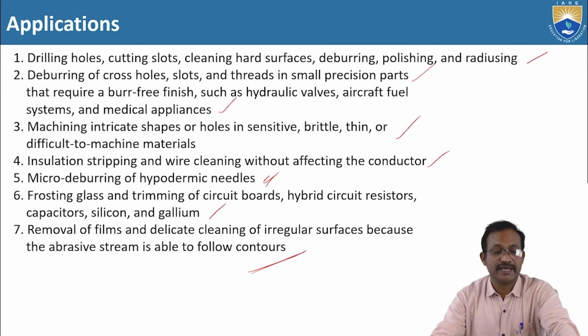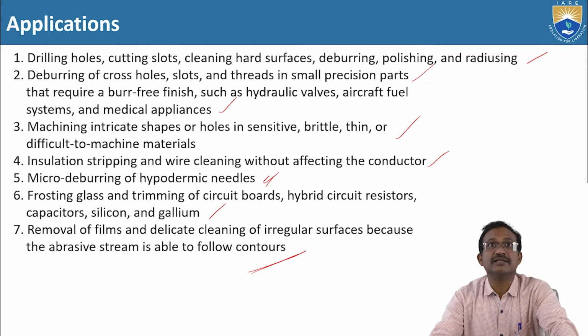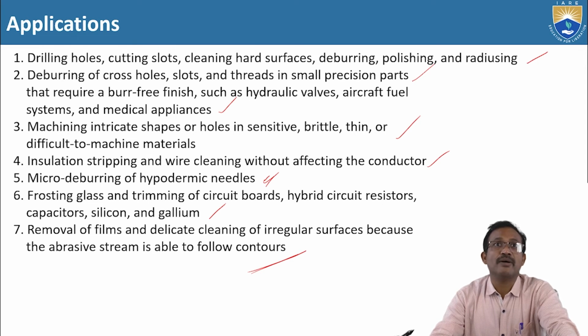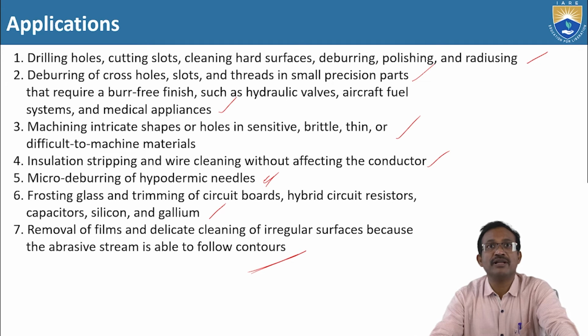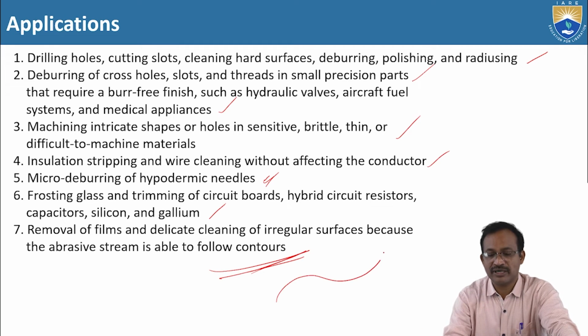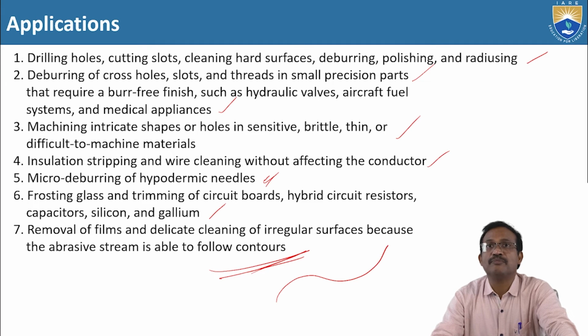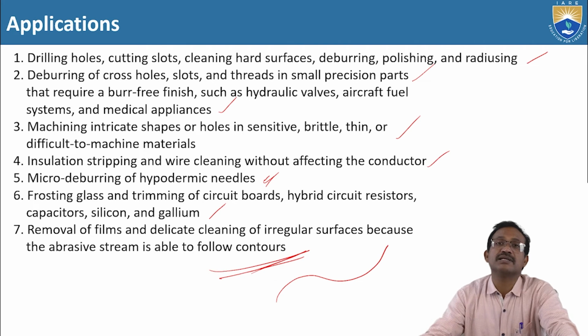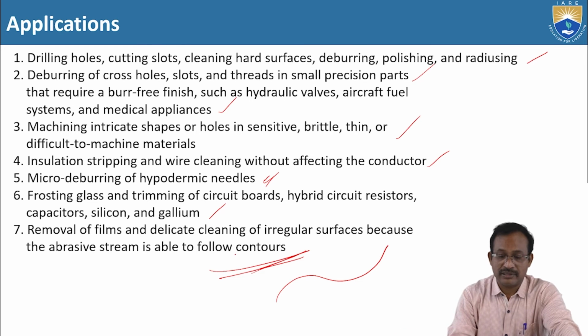Once again I read out: drilling holes, deburring of cross holes or slots. Third, machining intricate shapes. Fourth, insulation stripping and wire cleaning. Fifth, micro deburring of hypodermic needles. Sixth, frosting glass and trimming of circuit boards. Seventh, removal of films and delicate cleaning of irregular surfaces because the abrasive stream is able to follow contours. Different contours lead to problems in other machining processes, but in abrasive jet machining the abrasive stream is able to follow contours.